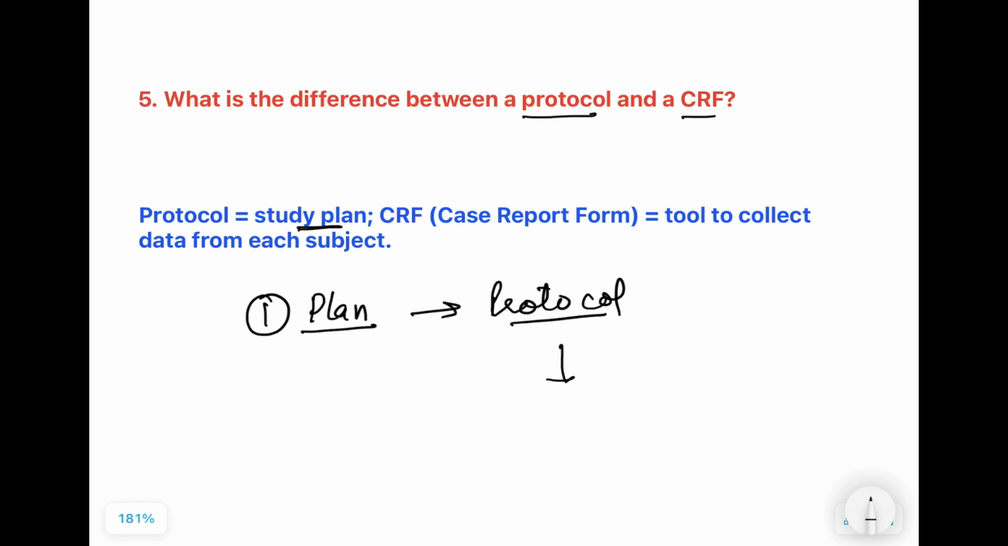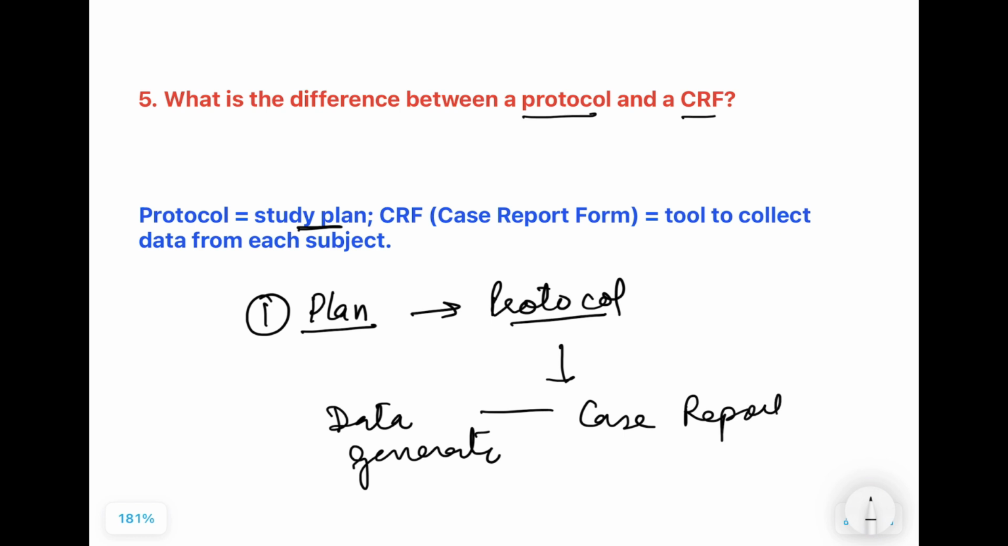Now, in a clinical trial, a lot of data is generated. Where do we record this data? Case report form. So you can say the case report forms are data collection tools. Have you seen a bank form or admission form whenever you are going? So they are just like that. They have all the fields to capture the data.